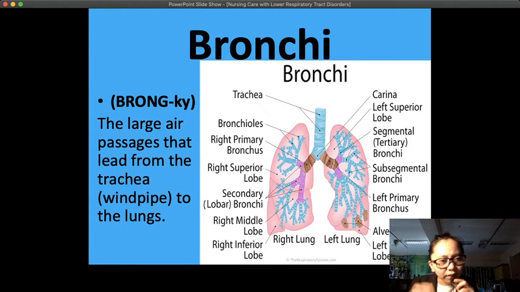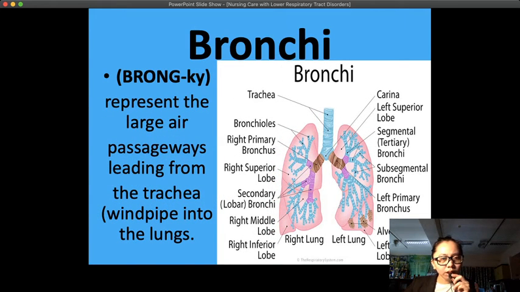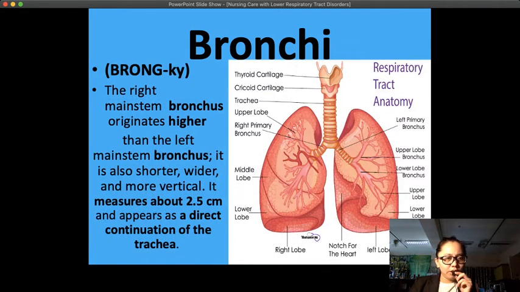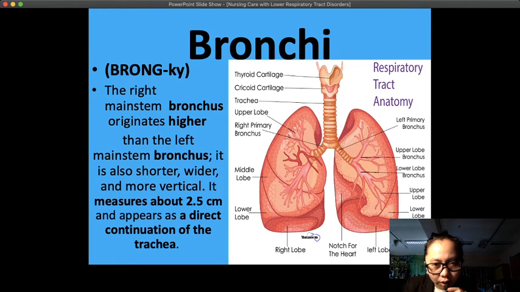Okay? So dyan dumadaan ang hangin. Alright? So bronchi represent the large air passageway leading from the trachea into the lungs. Okay. So the right mainstem bronchus. Okay. Ito ha. Ito siya. The right mainstem bronchus originates higher than the left mainstem bronchus.